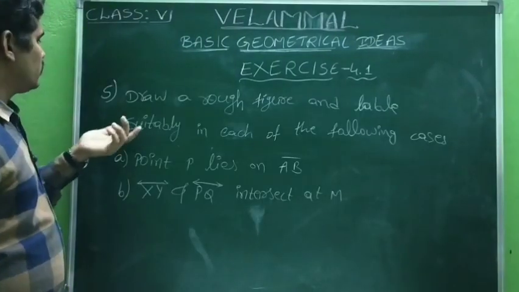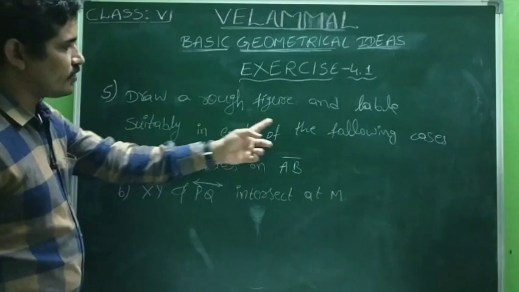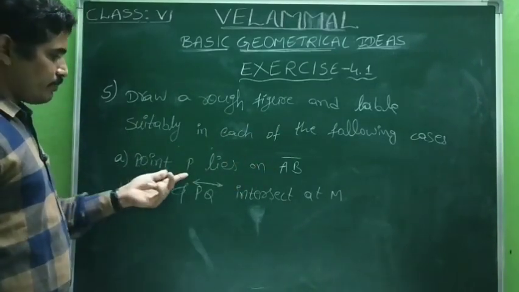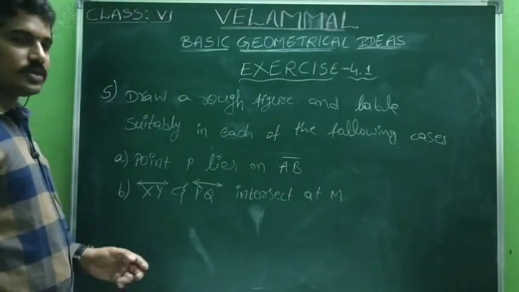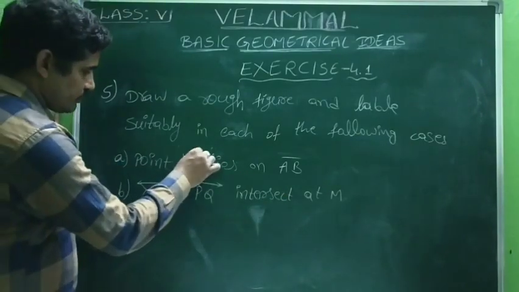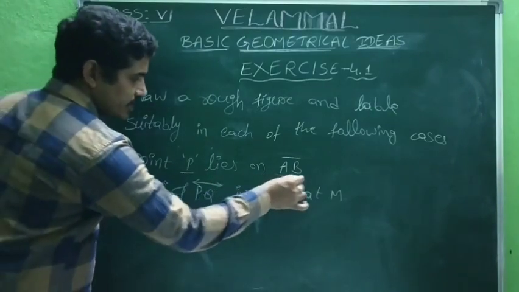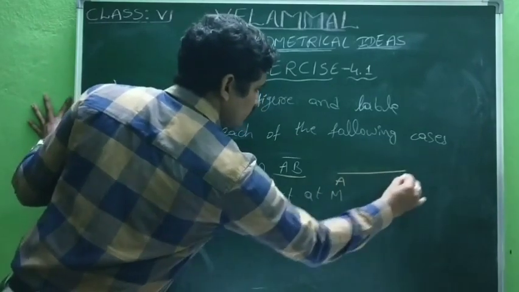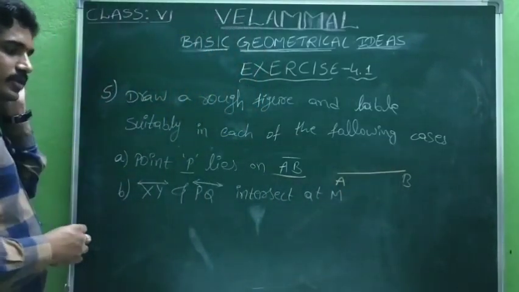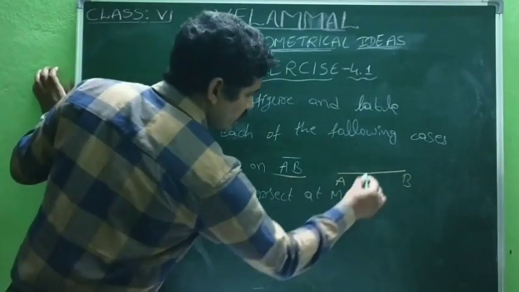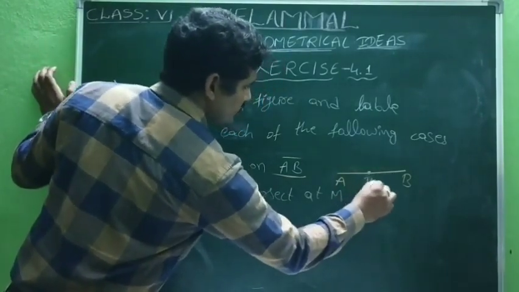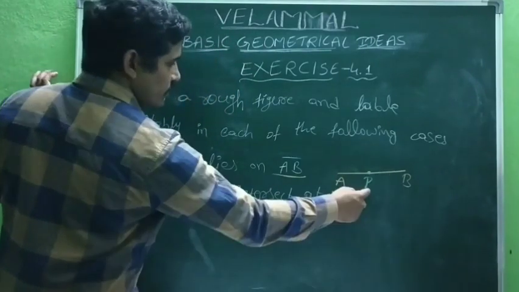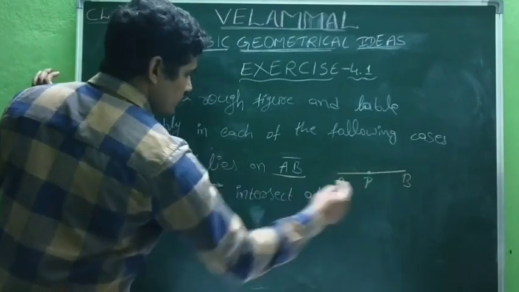We have the fifth question. Draw a rough figure and label suitably in each of the following cases. A: point P lies on AB. Point P must lie on line segment AB. I am taking the line segment like this. A and B are the endpoints of the line segment. On this, somewhere I am marking P. Now we can say P lies on AB.